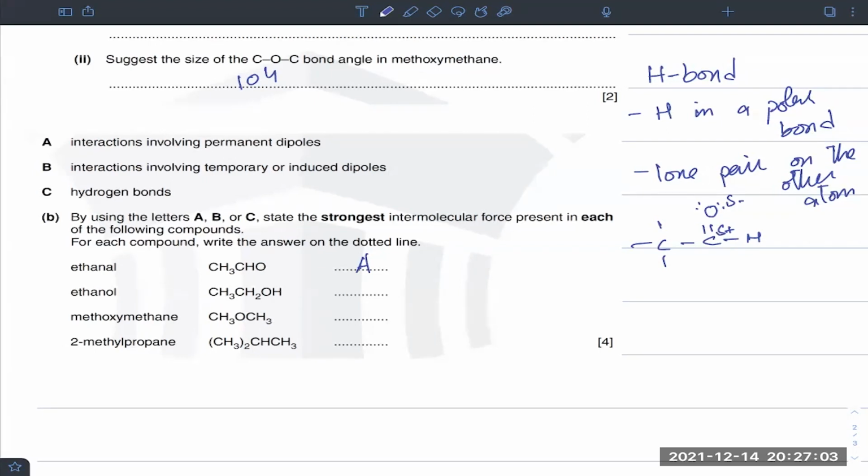Okay, ethanol. So I'll give you the structure again, although you should know this. Will this have hydrogen bonding? Yes, sir. Why? Sir, it is polar because of the oxygen and it also has a lone pair. Yes, so it is going to have hydrogen bond, and when it has hydrogen bond, that's the strongest kind of van der Waals force. Okay, methoxymethane. This is going to be like this. Do you think it will have hydrogen bond?